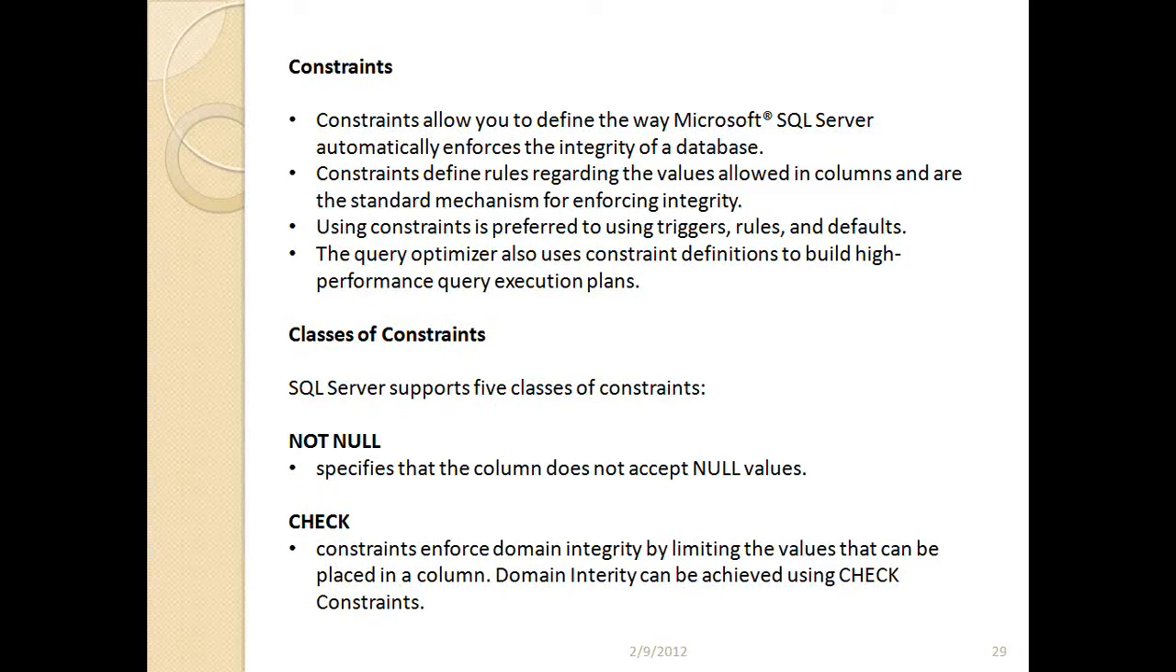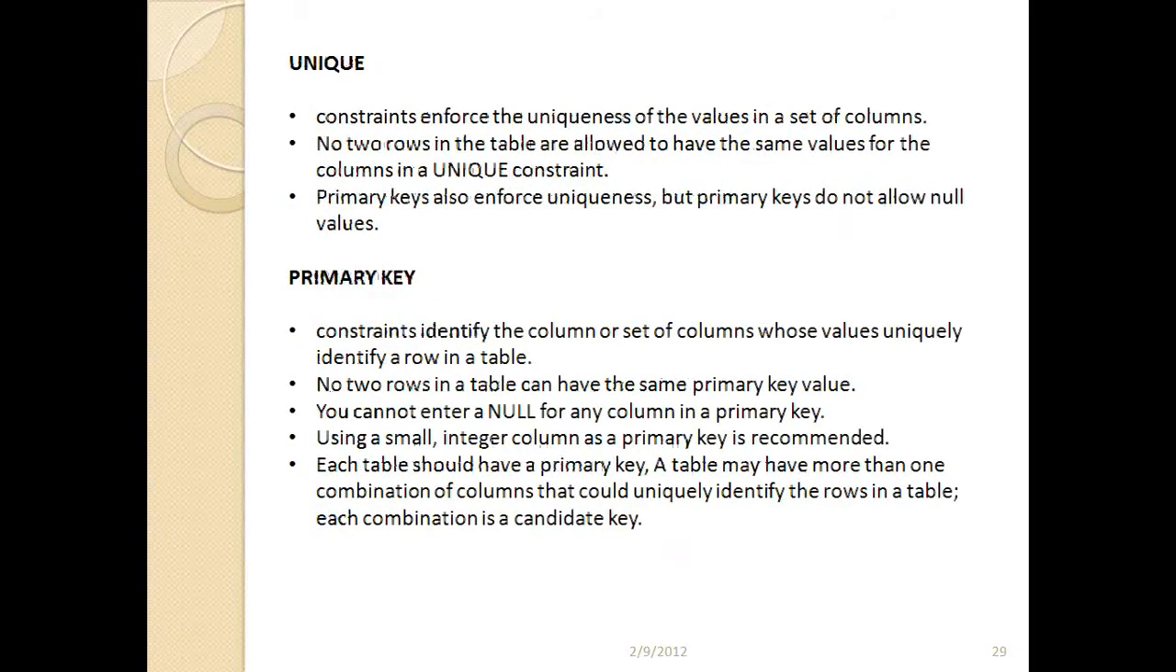These are the types of constraints. We can have a not null, a check constraint. Not null specifies that the column does not accept null values. Null is not equal to blank or zero. Null generally refers to something as unknown. Check constraints enforce domain integrity by limiting the values that can be placed in a column. Domain integrity can be achieved using check constraints.